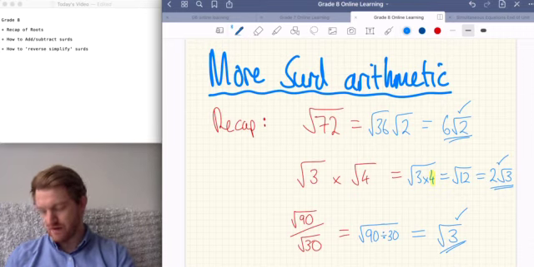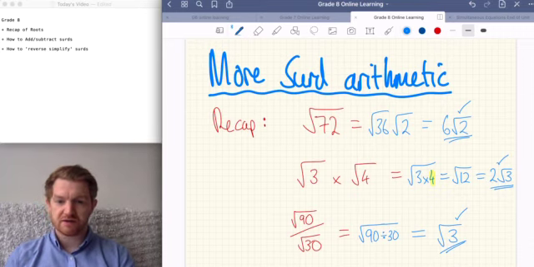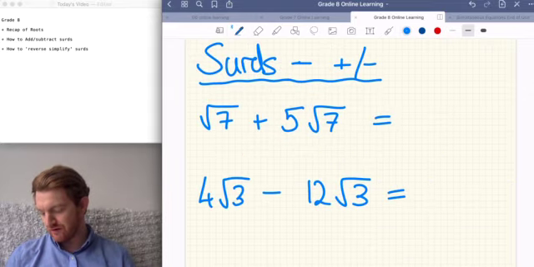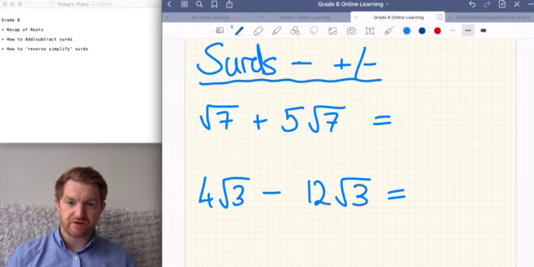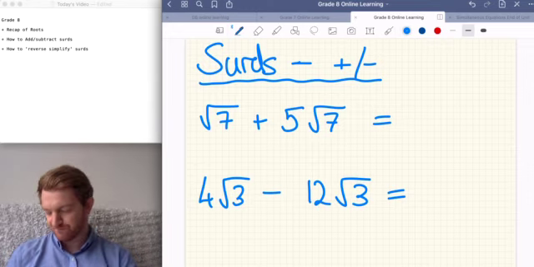Okay. Let's jump in then to what we're going to do today. We're going to start off with a couple of very straightforward examples. We've got root 7 plus 5 root 7s and 4 root 3s minus 12 root 3s.